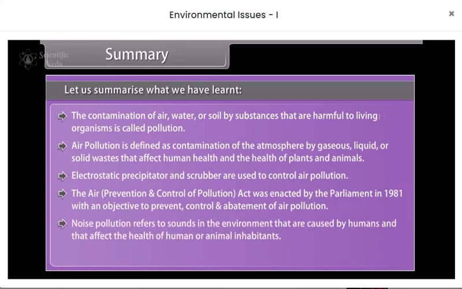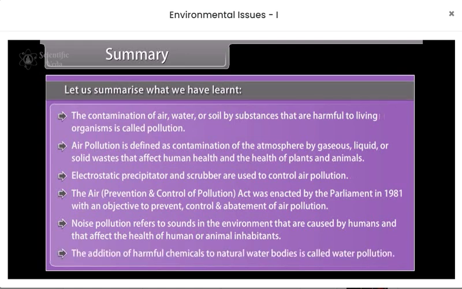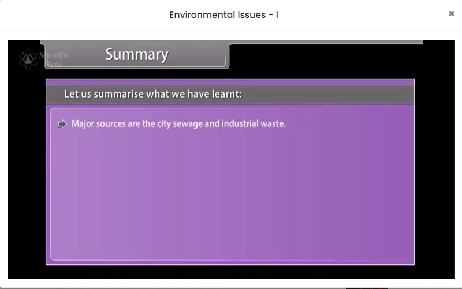Noise pollution refers to sounds in the environment that are caused by humans and that affect the health of human or animal inhabitants. The addition of harmful chemicals to natural water bodies is called water pollution. Major sources are the city sewage and industrial waste.